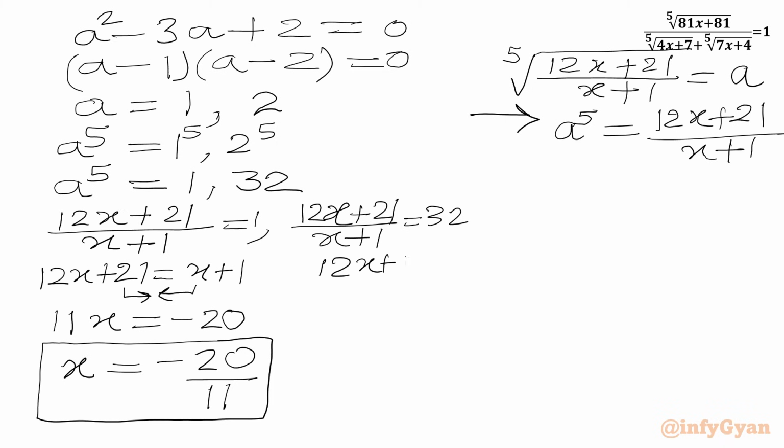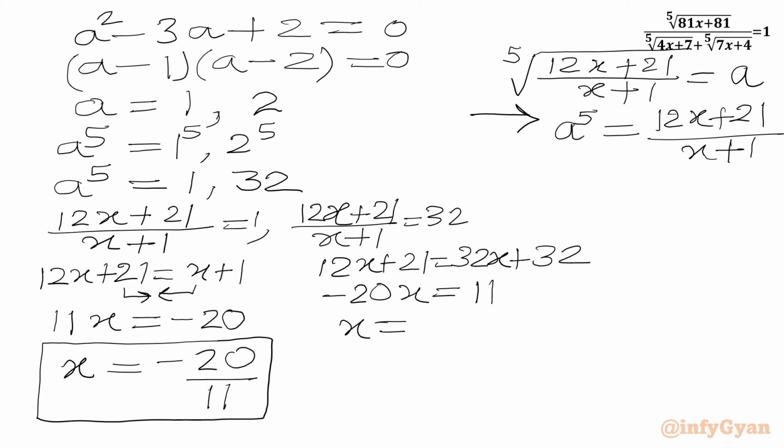Now we have to solve the second equation. 12x + 21 will be equal to 32x + 32. Now we will take 32x to the LHS. We will get minus 20x. And if we take 21 to the RHS, we are going to get 11. Now we have to divide by minus 20 both sides to get the value of x, minus 11 over 20. So we have two real solutions, x equal to minus 20 over 11 and x equal to minus 11 over 20.